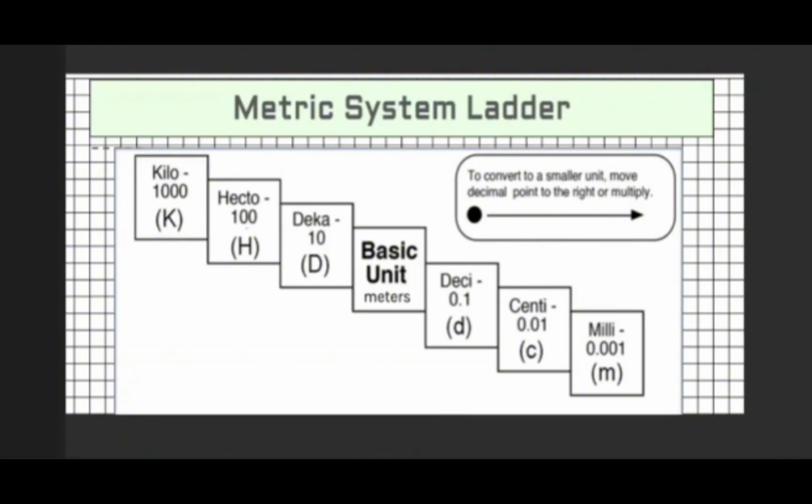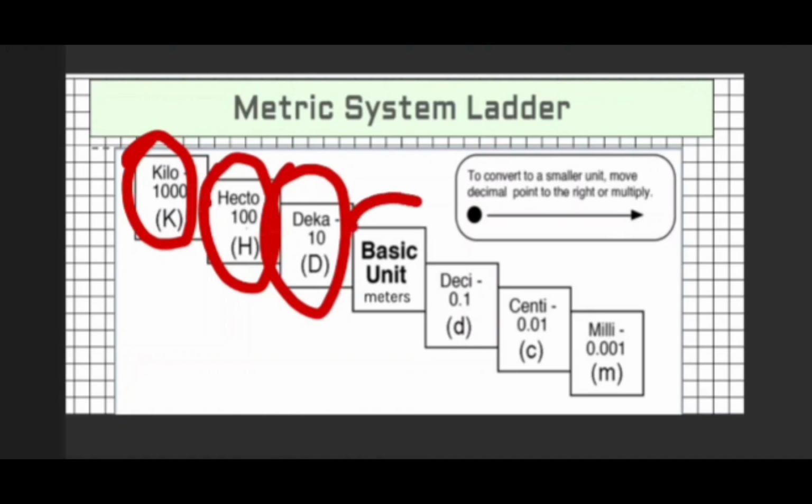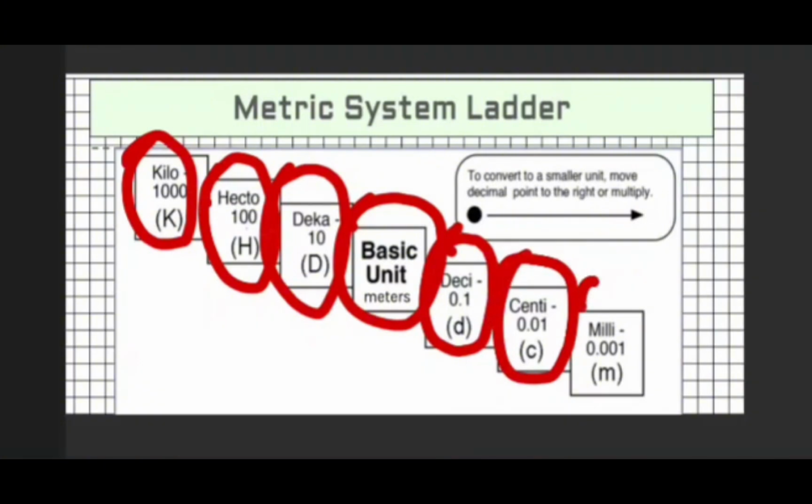So now, what does the sentence mean? It represents the first letter of every single unit you should memorize on the metric system ladder. So the king represents kilograms, Henry represents hectograms, the died represents decagrams, by represents basic units, drinking represents decimeters, chocolate represents centimeters, and milk represents millimeters.